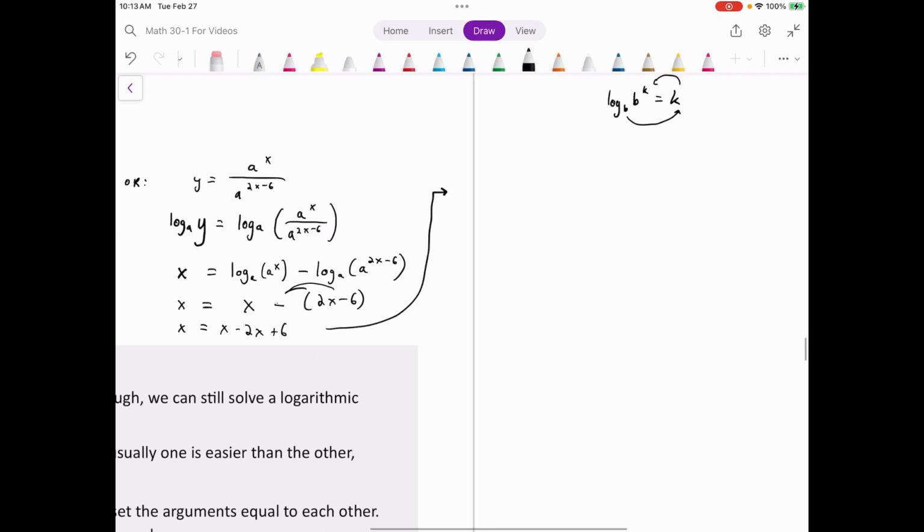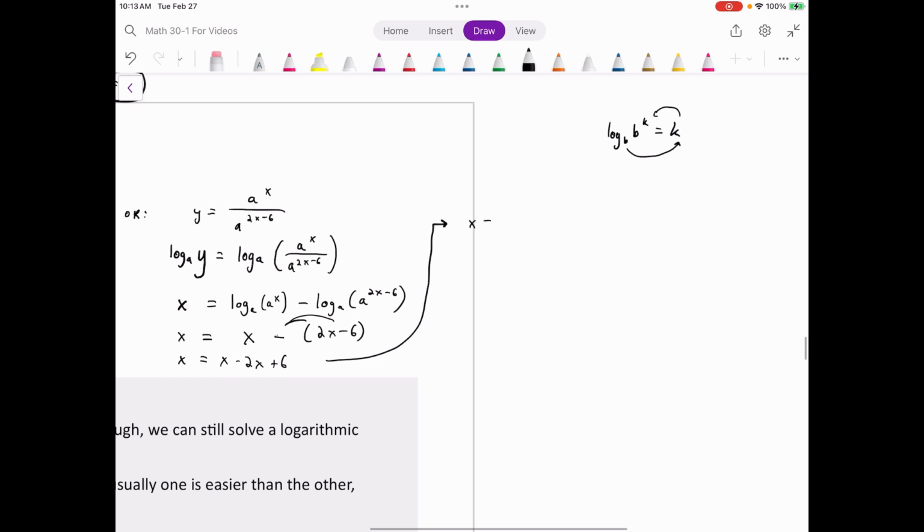So now I've got x equals, let's just combine some like terms on that right side before we start actually solving x. X minus 2x is negative x plus 6. I'm going to add x to both sides to bring this x over to the left. That's going to give me 2x equals 6. And lastly, divide both sides by 2. And we get that x equals 3.